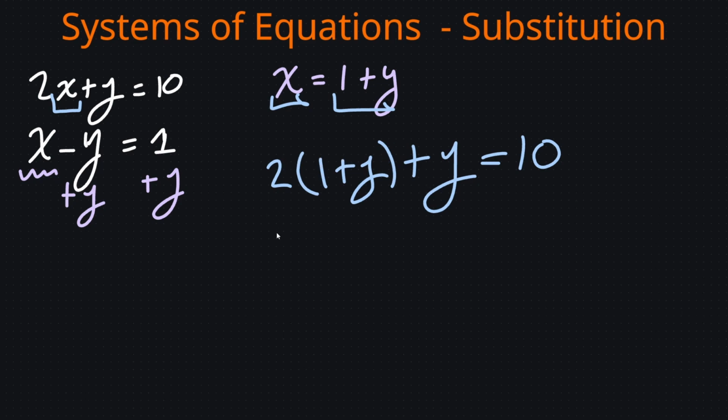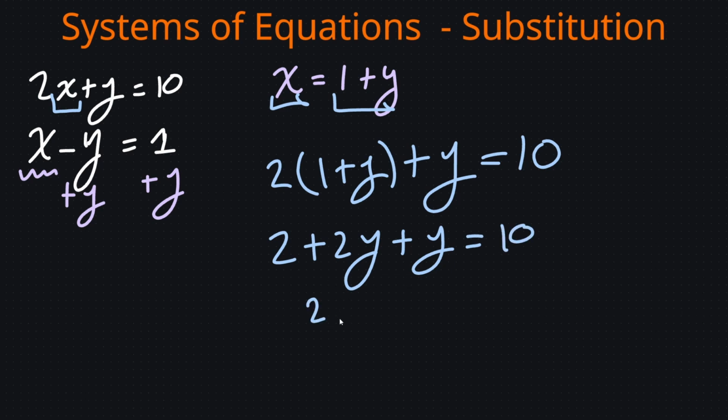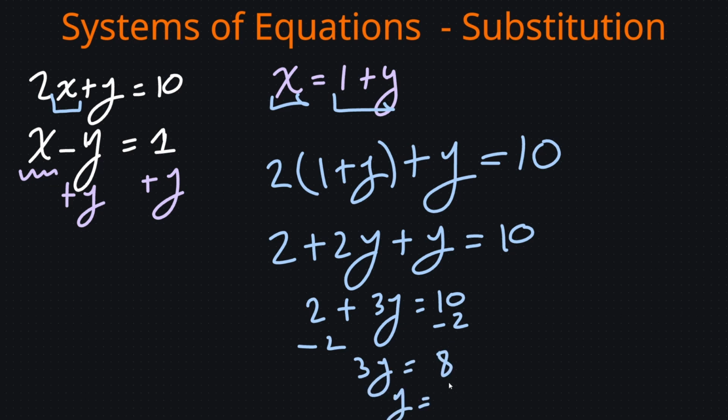I'm going to distribute this to 2 plus 2y plus y is equal to 10. I'm going to collect my y terms. 2 plus 3y is equal to 10. I'm going to isolate y by getting rid of all the numbers next to it. Minus 2, minus 2. 3y is equal to 8. And then I'll divide by 3 on both sides. y is equal to a fraction, 8 over 3. And that's okay. That's how it is. And I'll write it just like that.